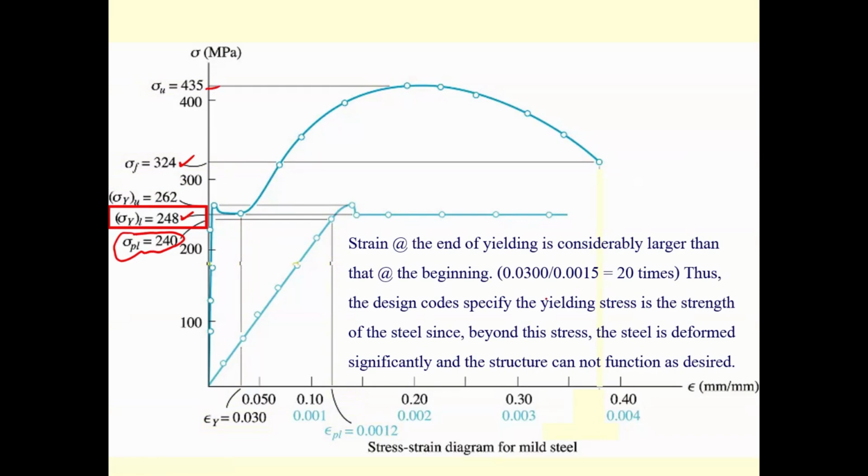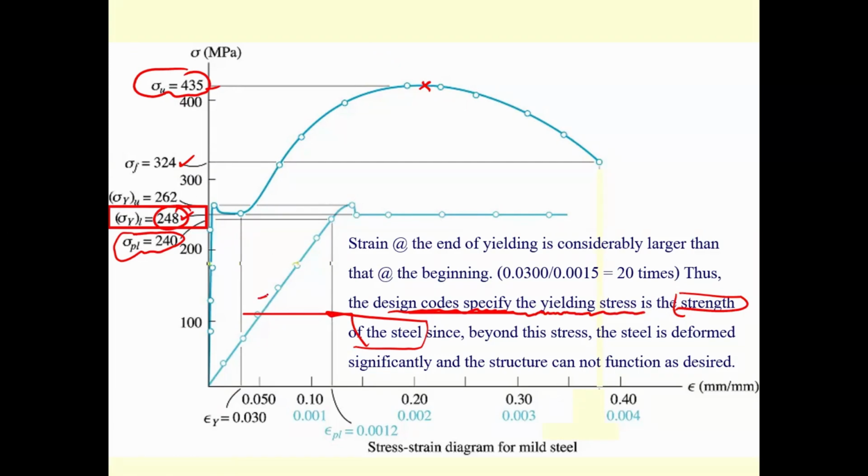The slide over here explains why the design code specifies the yielding stress as the strength of the steel. Ajahn did mention before that at the end of yielding, the deformation is already so large that the function of the structure may be lost. Then they took the yielding to be the strength. Why don't they take the ultimate stress? That's a lot larger than the yielding. That is going to be the reserve strength of the steel.